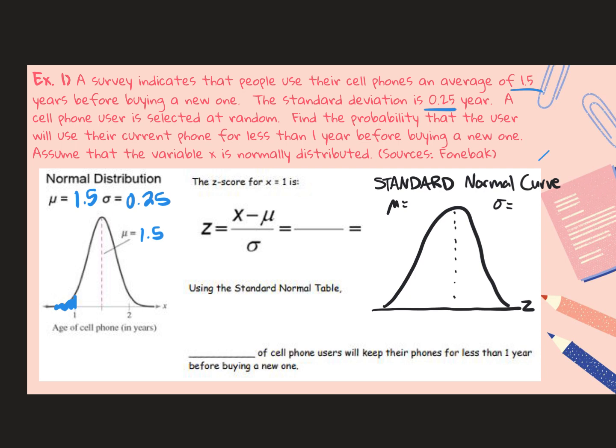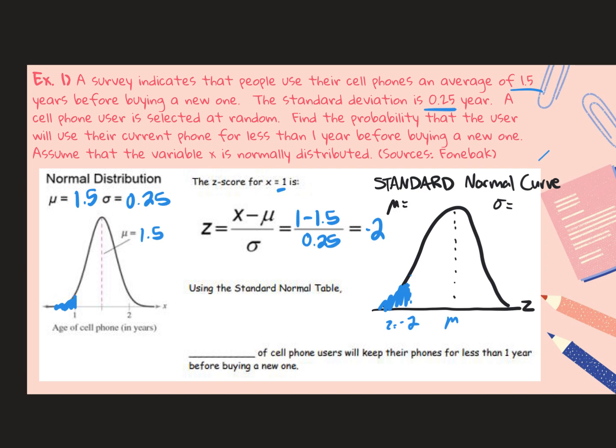So we put it through our z-score formula. So x is 1, our mean is 1.5, and our standard deviation is 0.25. So if we work that out, we get a z-score of -2. So that's what we're looking for. We're looking for our z-score of -2, and everything to the left of it.